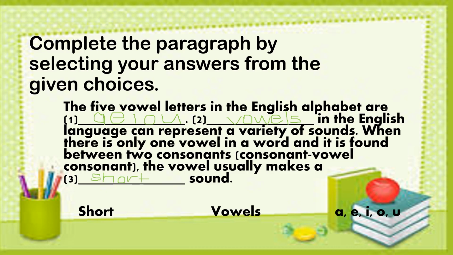Okay, so the 5 vowel letters in the English alphabet are A, E, I, O, U. Vowels in the English language can represent a variety of sounds. When there is only one vowel in a word and it is found between 2 consonants, consonant, vowel, consonant, the vowel usually makes a short sound. Okay?